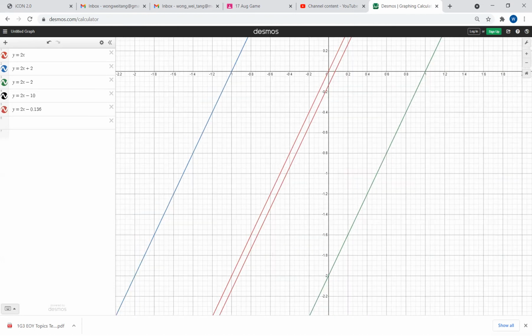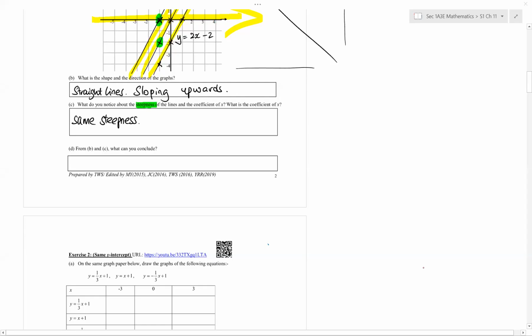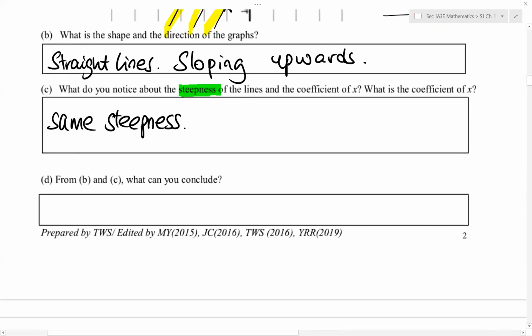Okay? So, in summary, we are saying that in part C, it has the same steepness and same coefficient. So coefficient, again, to remind you, is the number that is found before the variable.